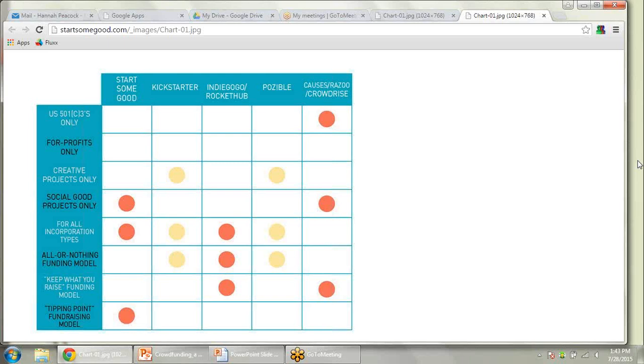So that's kind of the essence of crowdfunding, as I hear you say. You're correct, Glenn. You're right on target. And some of the concepts we'll be talking about here are in this chart.